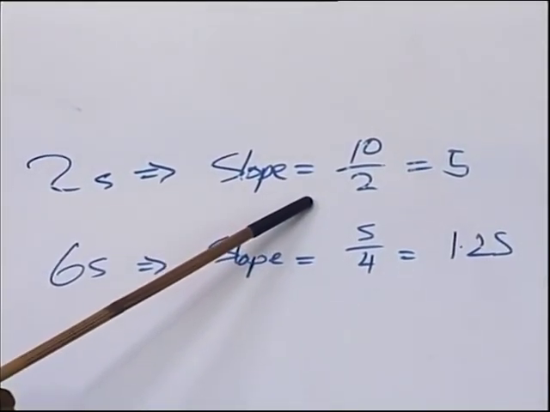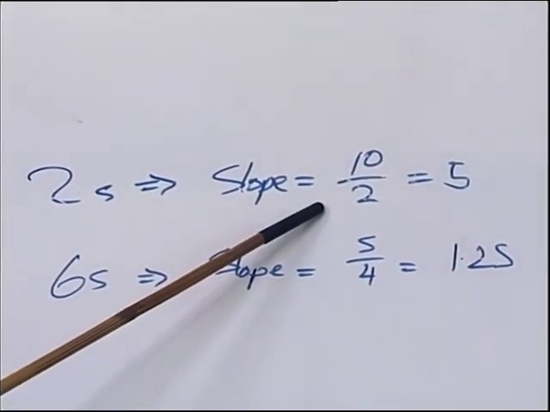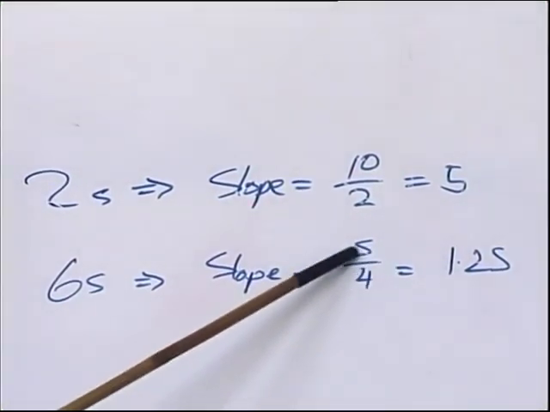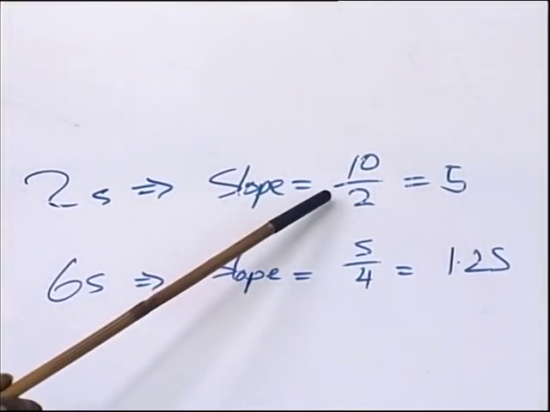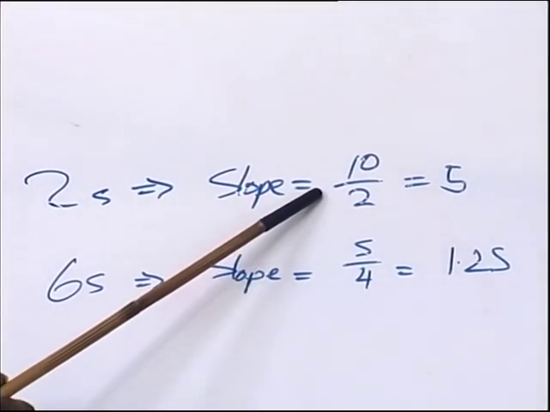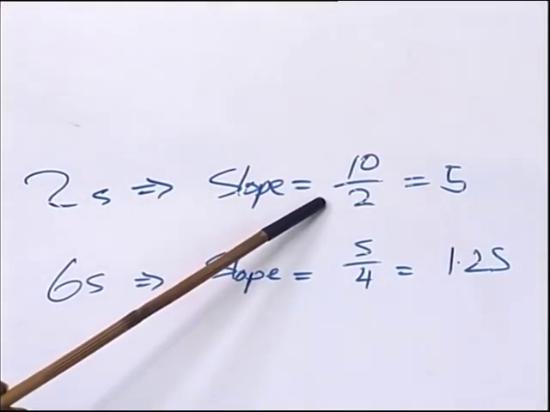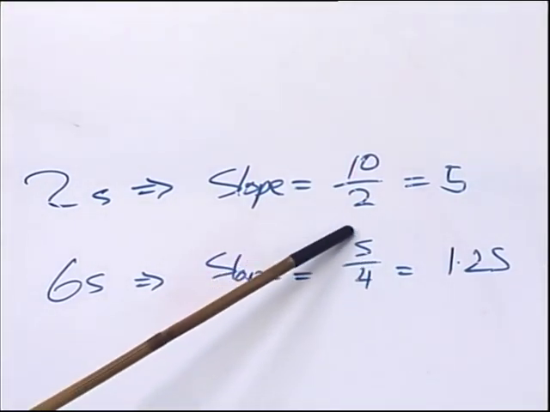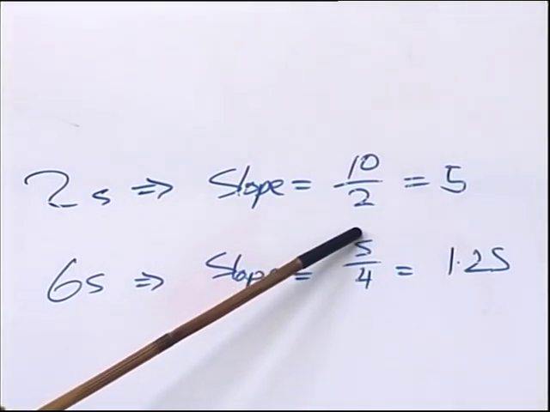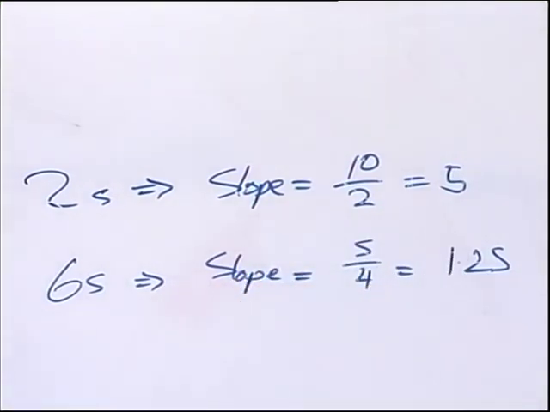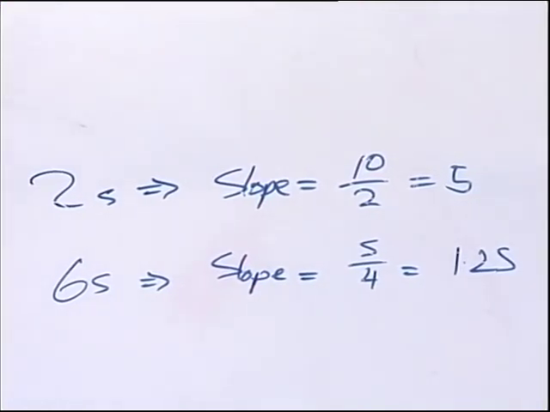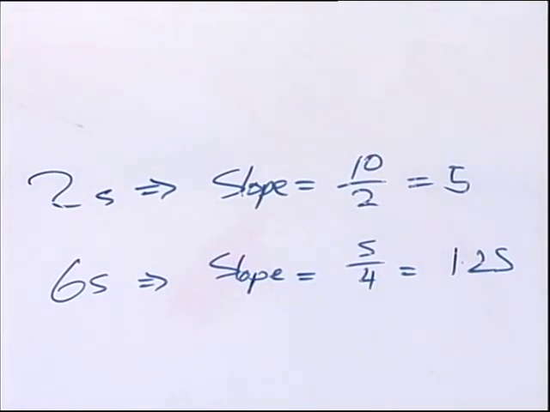All right, if it is at 4 seconds, let's calculate the slope. In here, at 6 seconds, it will be 6 minus 2, which would be 4, and 15 minus 10 would be 5. So you have 1.25. 1.25 is the slope at that point at 6 seconds, or between 2 and 6 seconds. All right, good.